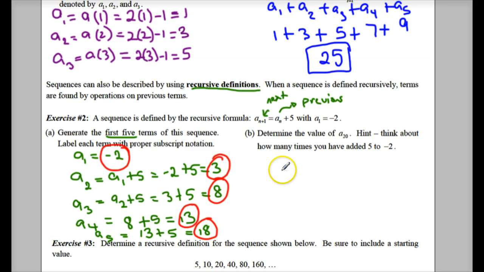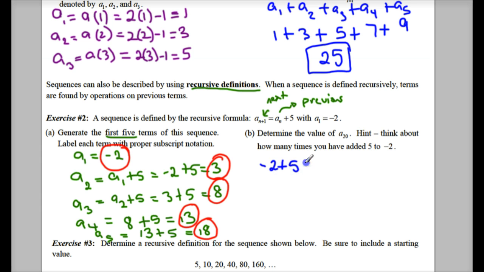It says determine the value of a20. Hint, think about how many times you have to add 5 to negative 2. So for a20, how many times do you have to add 5 to negative 2? What do you think? To find a20, we must add 5 to negative 2 how many times? 19 times.